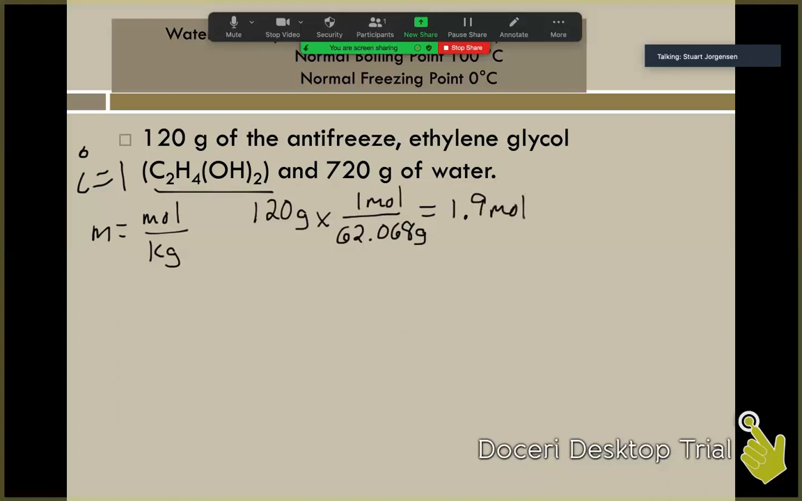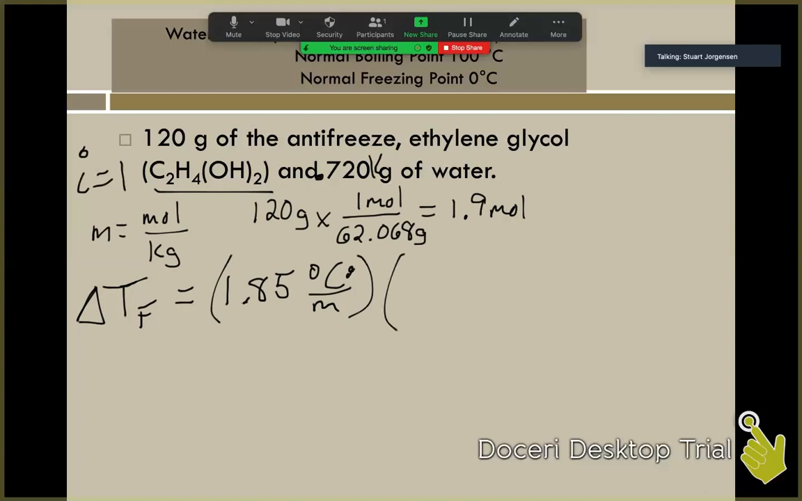Cool, we got moles. The other piece we need is kilograms. We got grams. We're going to move our decimal over 3 spots. It's going to turn into 0.72 kilograms. Now we got everything we need for molality. We could plug it in separately for our pieces, but I think we can put it all together. So if we want to know the change in the freezing temperature, we need to have our Kf, which from above was our 1.85 degrees Celsius per molal.